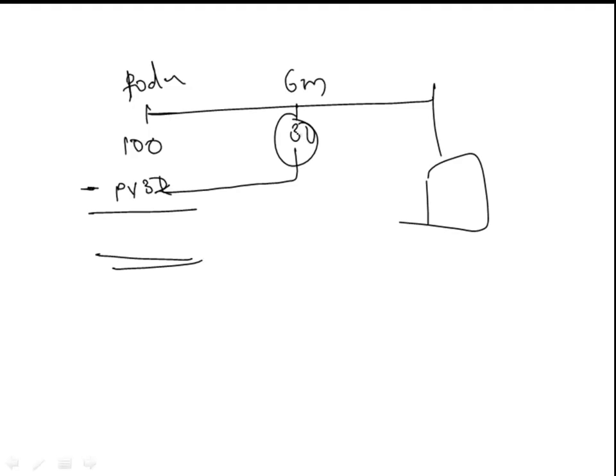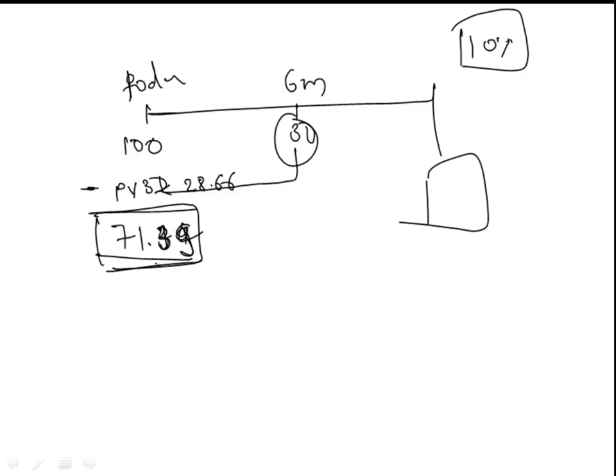Let's try doing it. Second, clear TVM. 30 is the future value, 10 is the I/Y, 0.5 is the N. Compute present value. 28.66. So 100 minus 28.66 is 71.39. And then once you have this amount, you take the future value of 71.39 at the rate of 10% for 1 year.